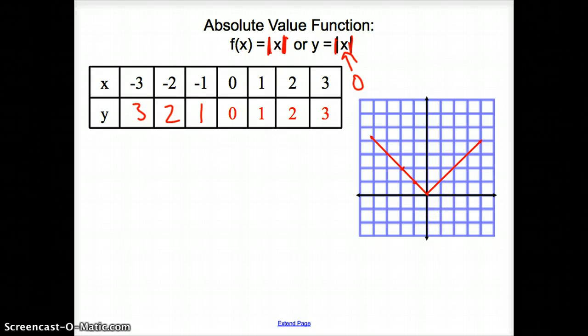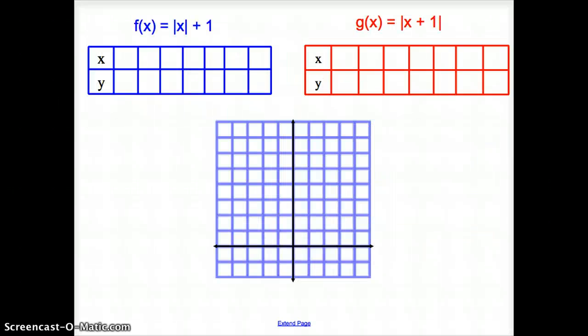We are going to make a graph that looks like a V. So for an absolute value function, we need to have a graph that looks like a V. Now, when we move on to this blue one, notice how this x is all alone, all by itself in the absolute value.